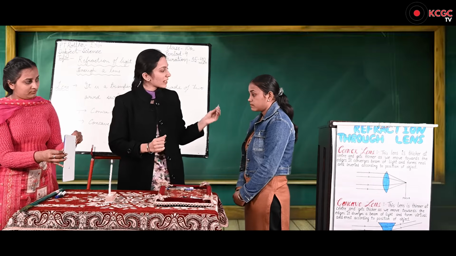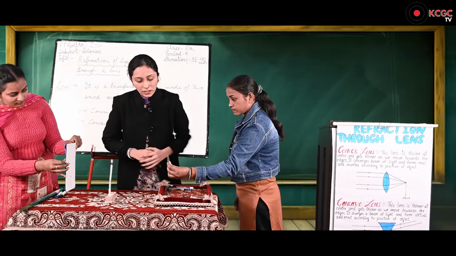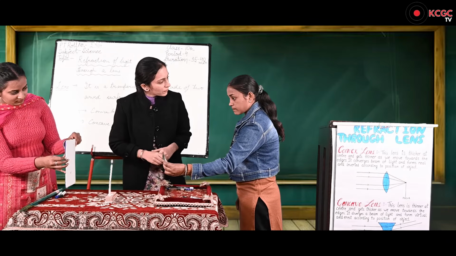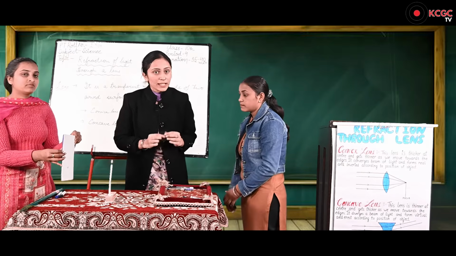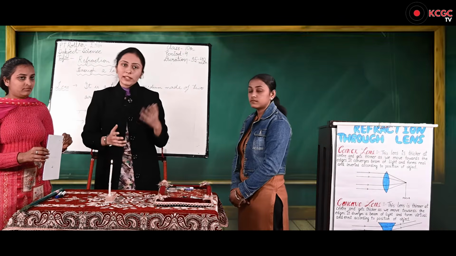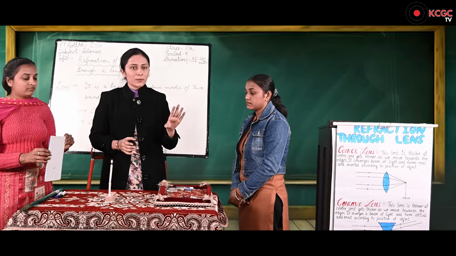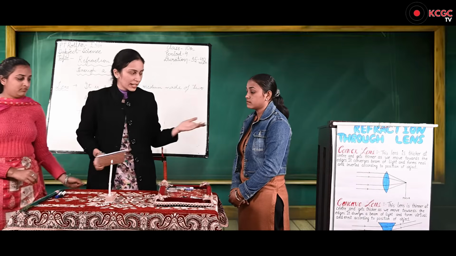Now we're going to use a concave lens and see what happens. Now just hold this concave lens and place it in front of this candle. Did you observe any image over here? No, right? So is an image being formed by a concave lens or not? No. So we can clearly say that a concave lens does not form an image. Okay, thank you. Take your seat.